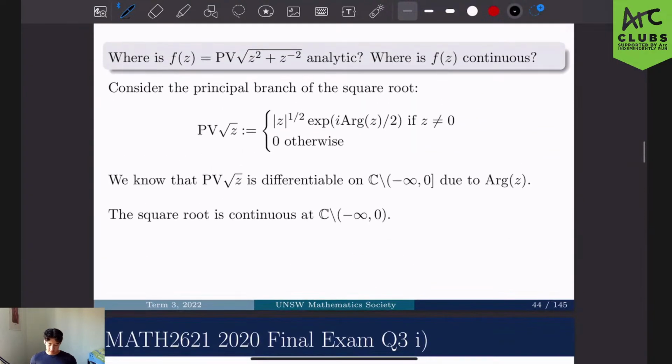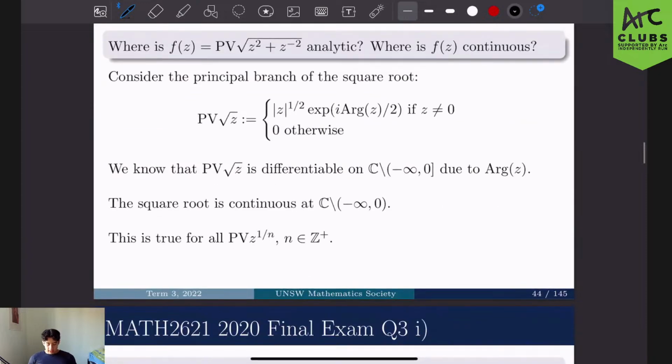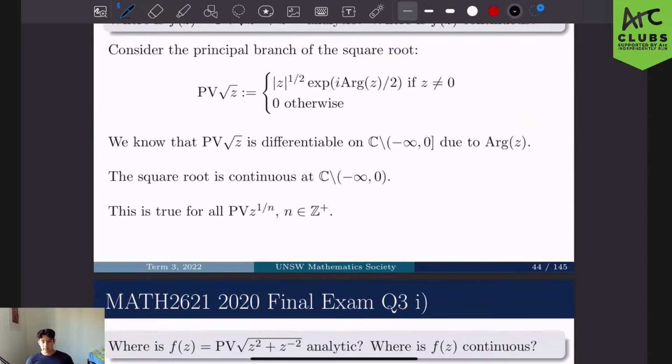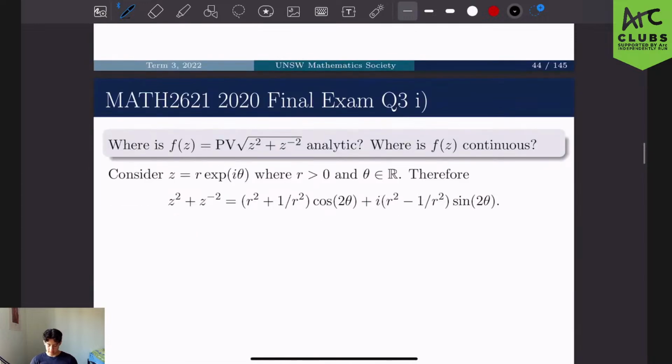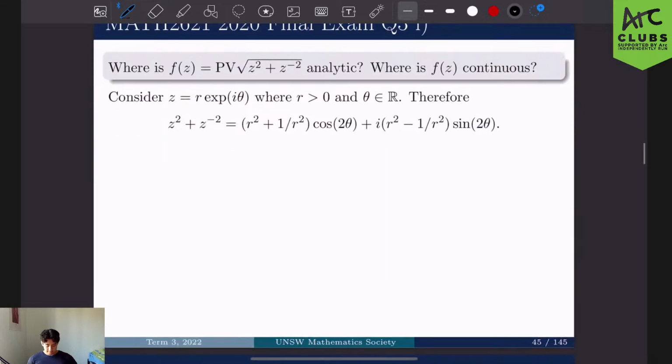Oh yeah, and the square root is similarly continuous on this, but the only difference here is that it is continuous at 0. Alright, and these are true for all of the roots, values of n, positive integers of n. Alright, so consider writing it in re to the I theta form.